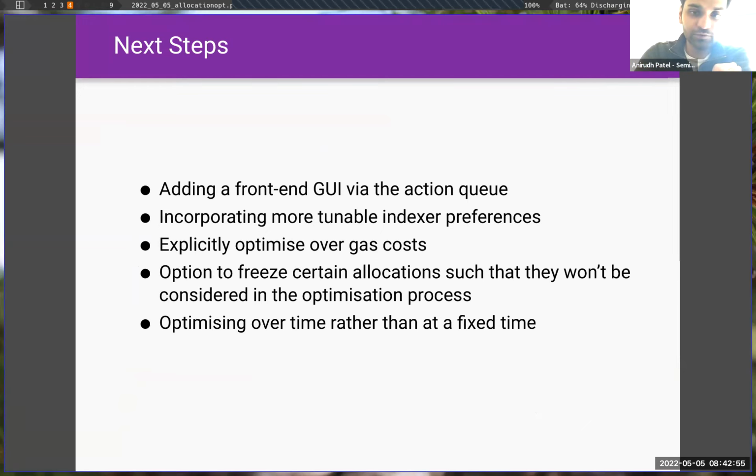So next steps, we want to add a front-end GUI via the action queue, like I mentioned. We want to incorporate more tunable indexer preferences. We're going to start explicitly optimizing over the gas costs. We've also been given some advice by Chris that he would like the option to freeze certain allocations such that they won't be considered in the optimization process. And currently the optimizer also only optimizes at a fixed point in time, whereas it might actually be beneficial for indexers, for example, to not allocate some GRT and allocate it later. So there's some time domain component that we're not yet considering in the optimization problem. And potentially, eventually, we'll also get to optimizing over time.